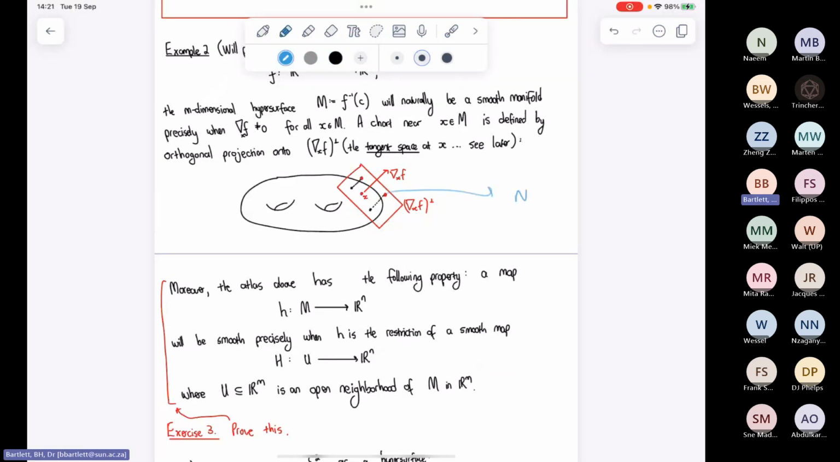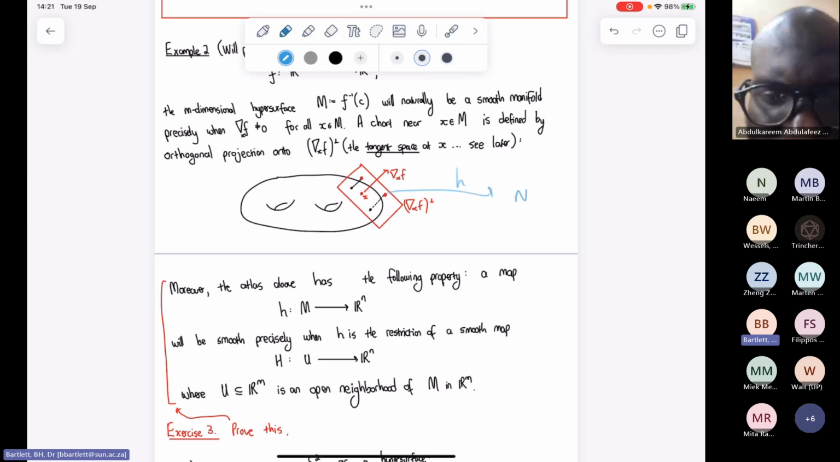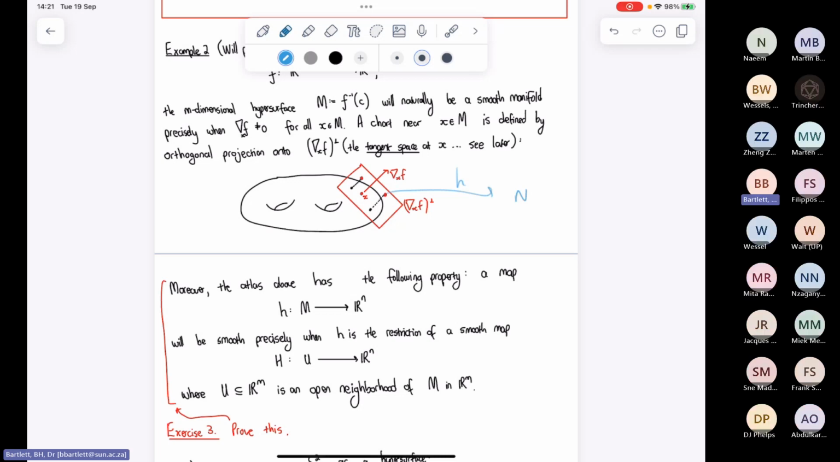So I'm wanting to know when is a map like this into some other manifold N smooth, right? So let me call it H. When is such a map H smooth? Because I'm giving you an atlas on M, and that's going to tell me when certain maps from M to N are smooth, and I'm telling you the property this atlas is going to have. Such a map H will be smooth precisely when H is the restriction of some function capital H, which is defined on an open neighborhood of M.